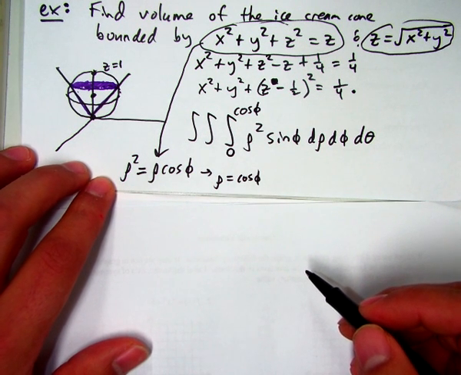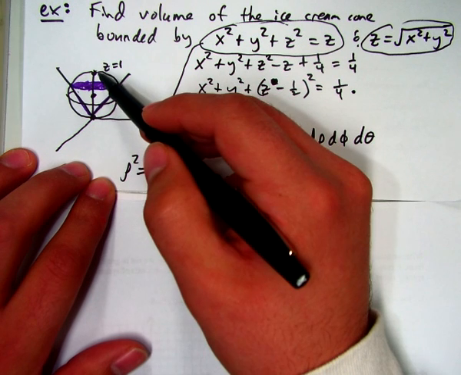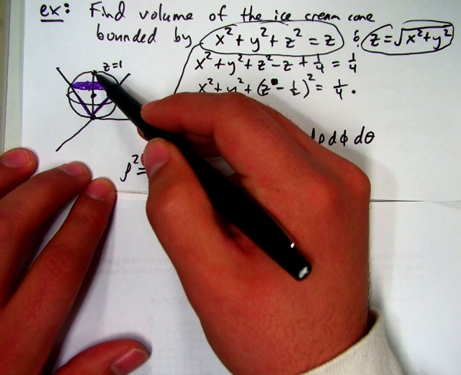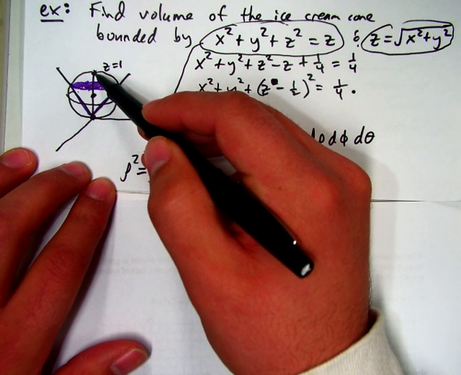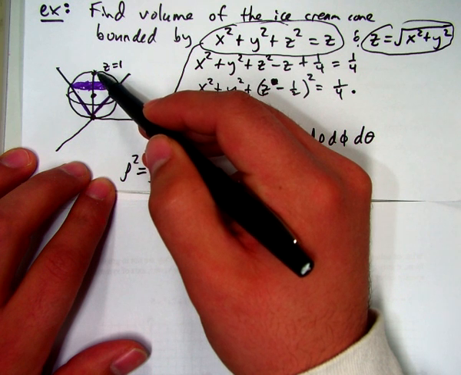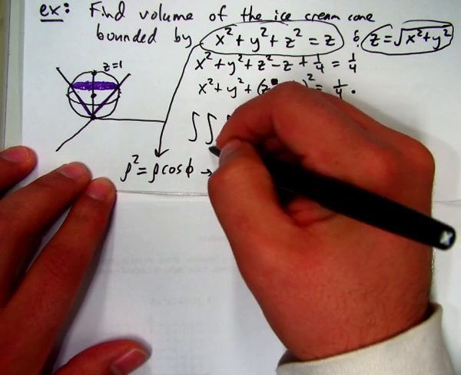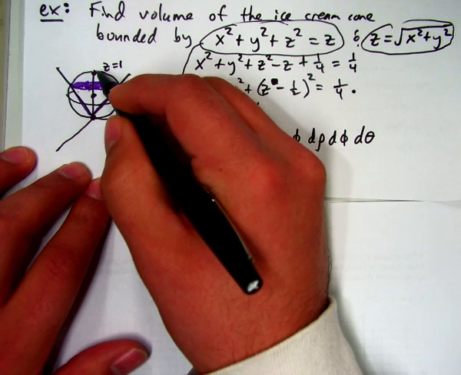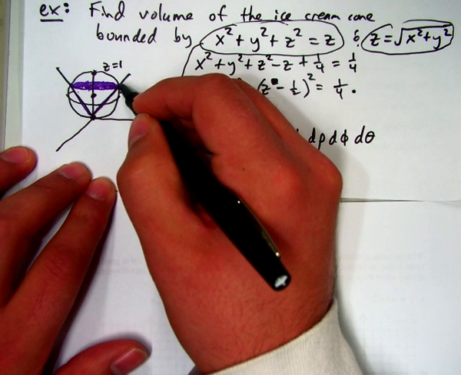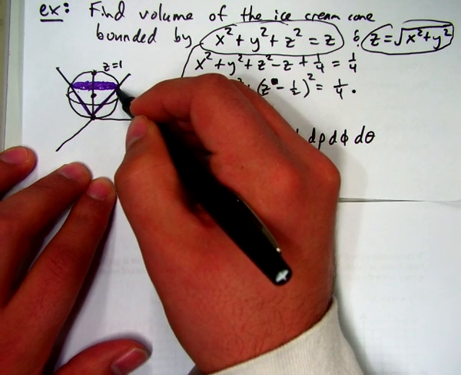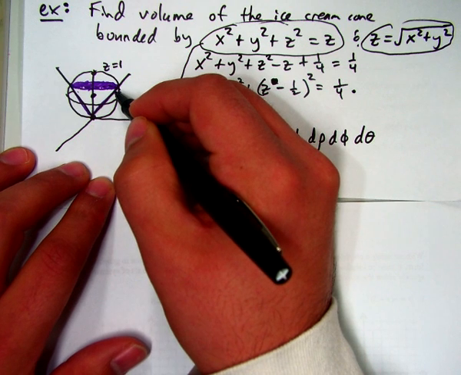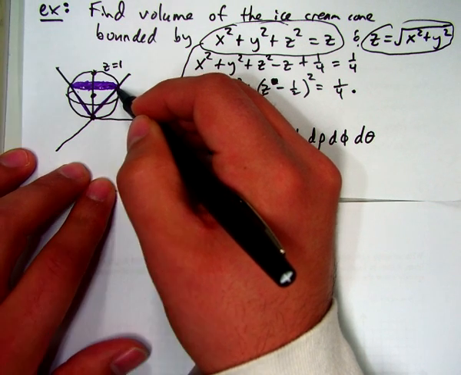Phi. So imagine we're starting right here. If we start here, what does phi equal? 0. And then we range phi a certain angle until we get this intersection right here. I don't know what that's going to be, so let's find it.